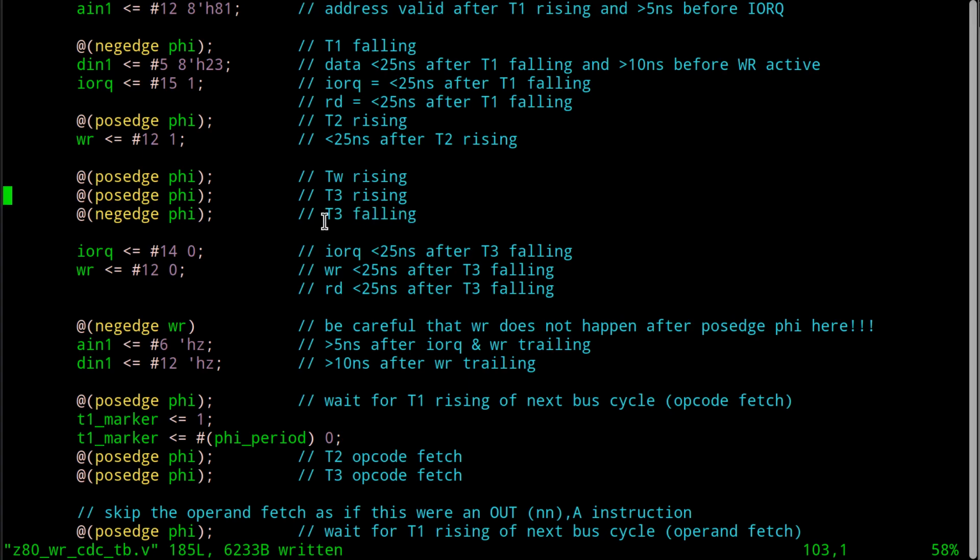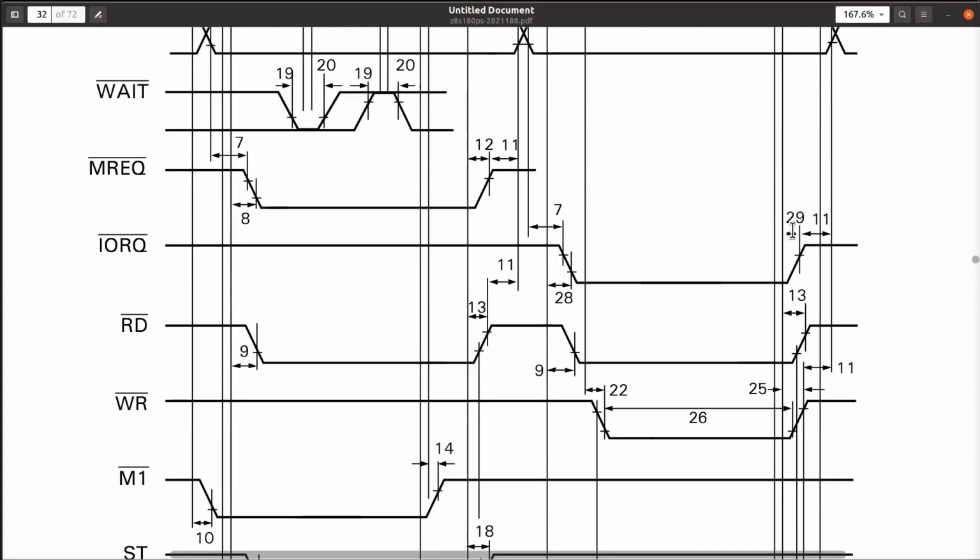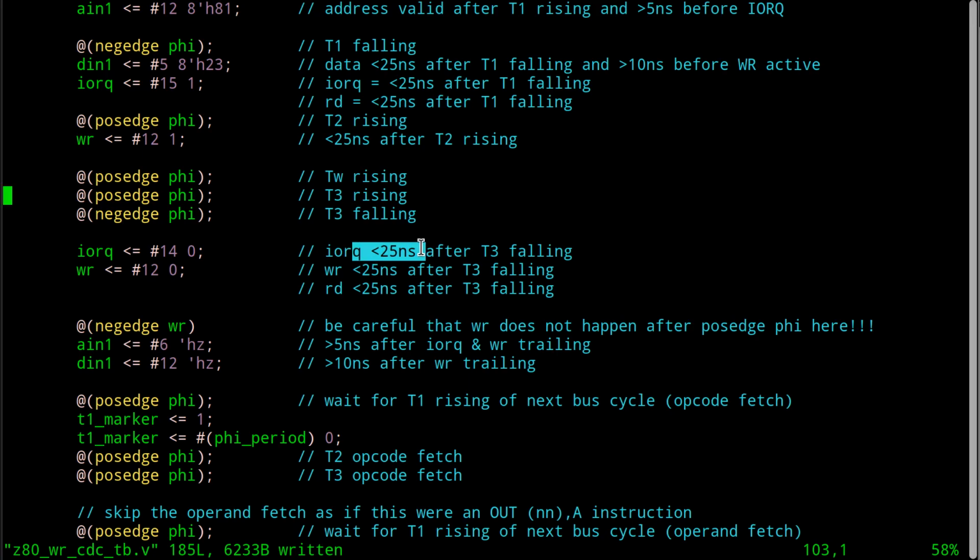Okay, so why do we do this? We wait for T3 falling edge. We're going to wait 14 nanos to turn off IO rec, and we're going to wait 12 nanos to turn off write, because the falling edge of T3 and IO rec, number 29 here, and number 25 are less than 25 nanos respectively. I left the comments in for read because I'm going to cut and paste this and reuse the code in some other test benches. It took long enough to calculate all these values.